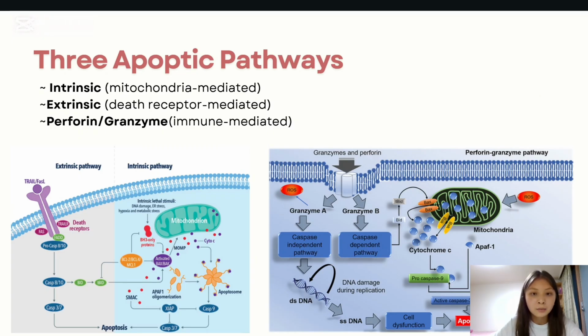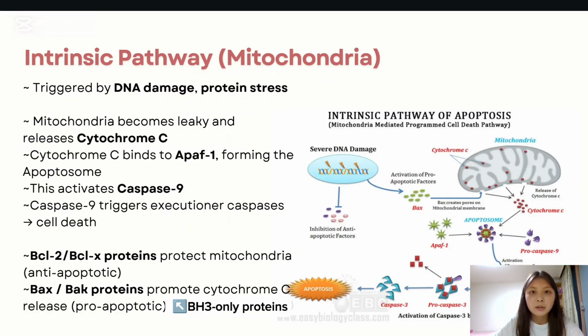Next, apoptosis may occur in three different pathways. First of all, the intrinsic pathway, which is mediated by mitochondria. Then the extrinsic pathway, the death receptor mediated pathway, and also the perforin granzyme pathway. It is initiated by immune cells, and it may also be considered an extrinsic pathway. Let's look at each of them in detail.